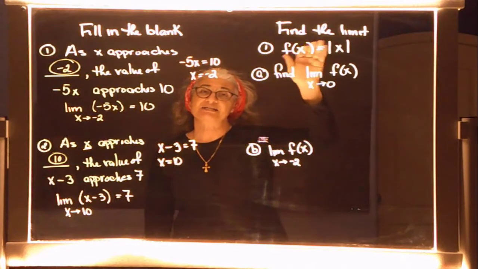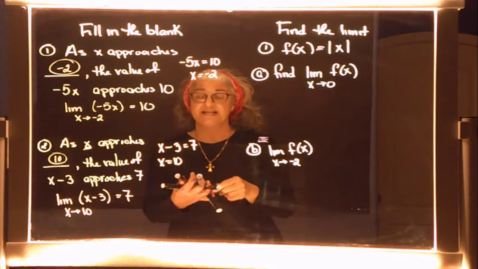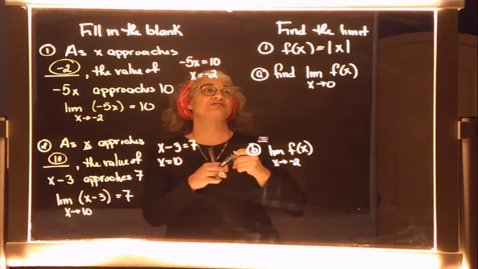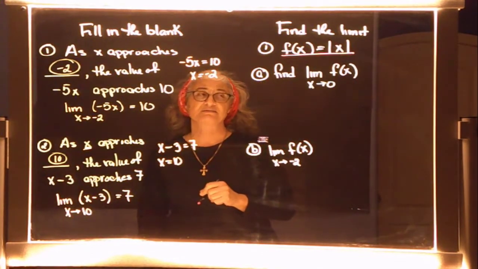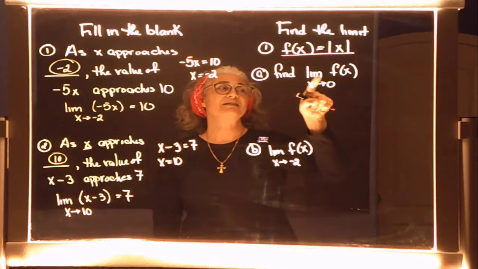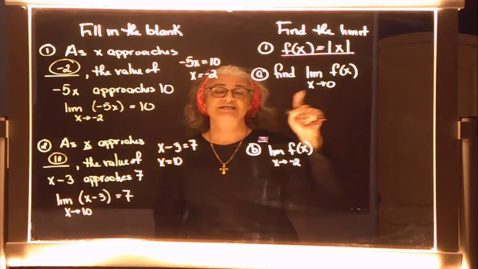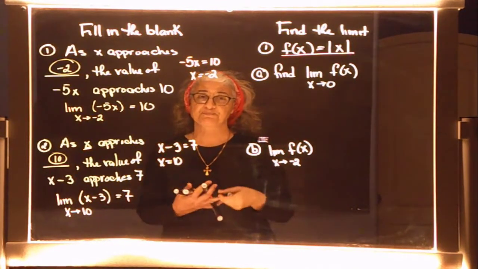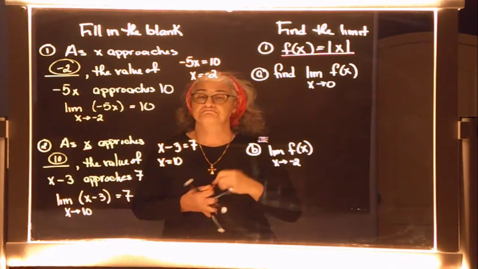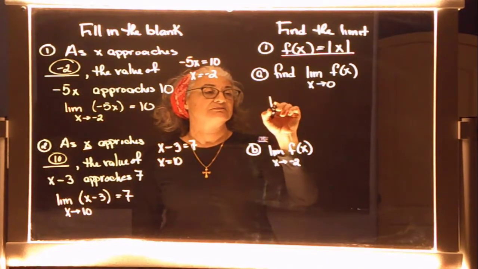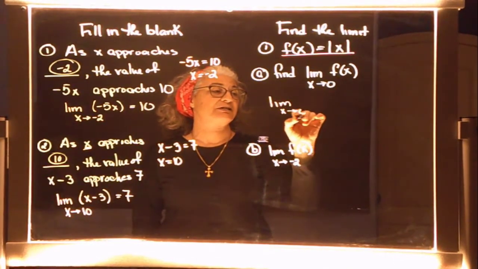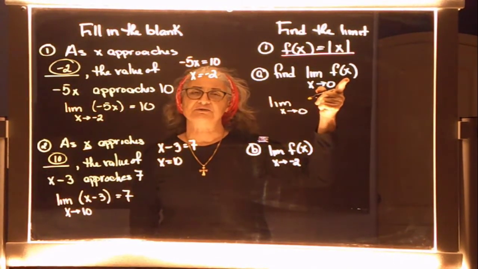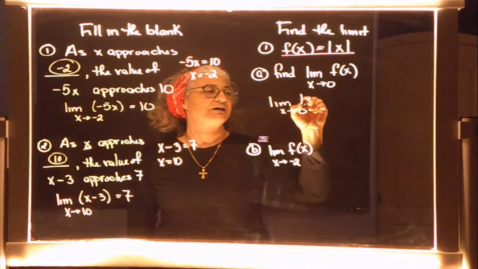This one's actually asking me to find the limit. Now, it has given me a function, and my function is the absolute value of x. And it says, find the limit of this function as x approaches 0. Well, I'm going to write it as the limit as x approaches 0. What's my function here? Yeah, the absolute value of x.